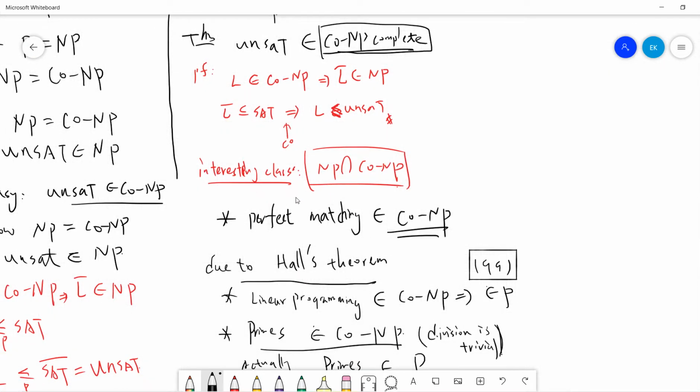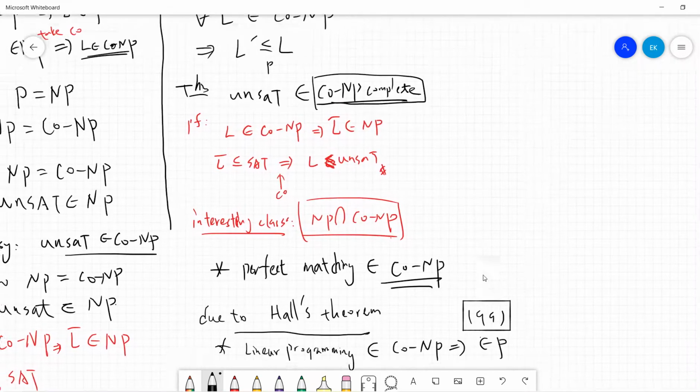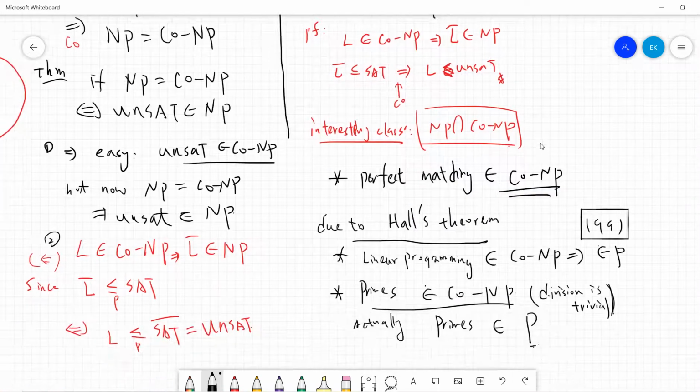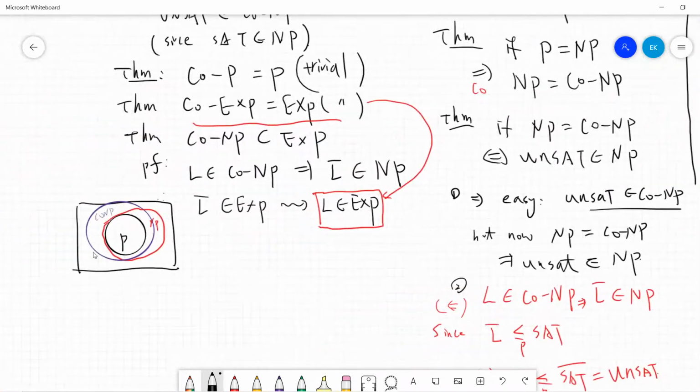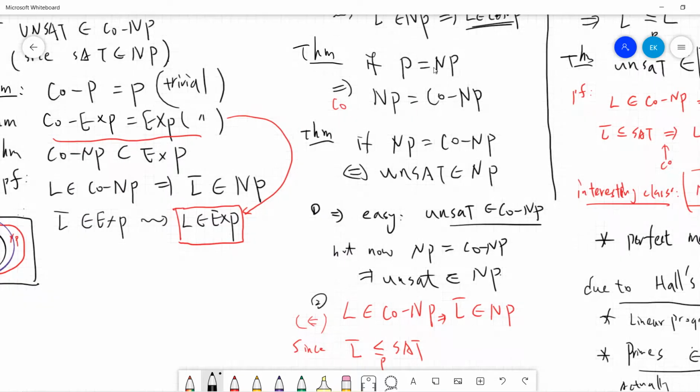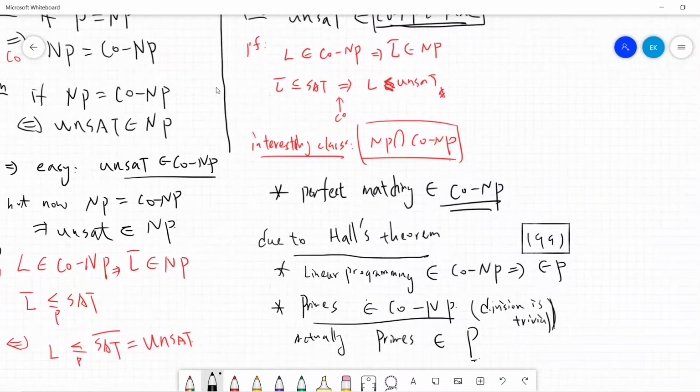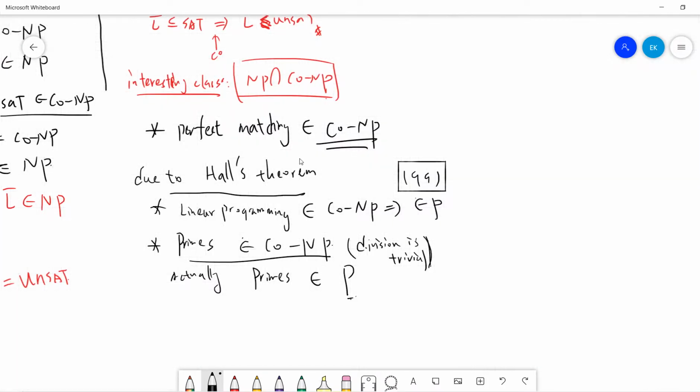So there's an interesting class of problems, NP intersection coNP. Since we don't know whether NP is the same as coNP, this is just the possible diagram. As I said, if one can show that P equals NP, then NP will be the same as coNP. Okay, so there are three problems that we will talk about.